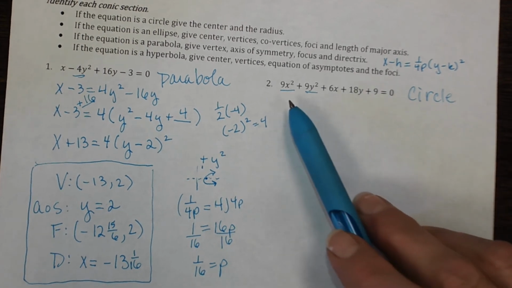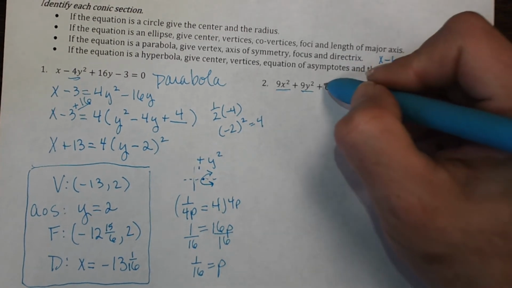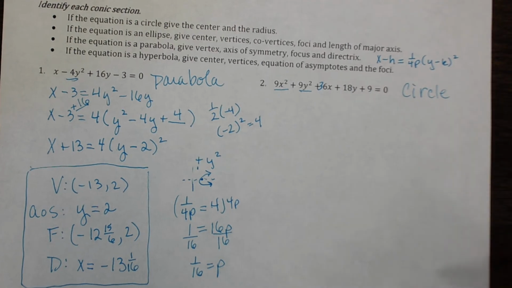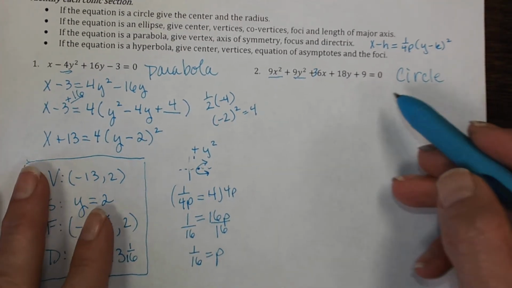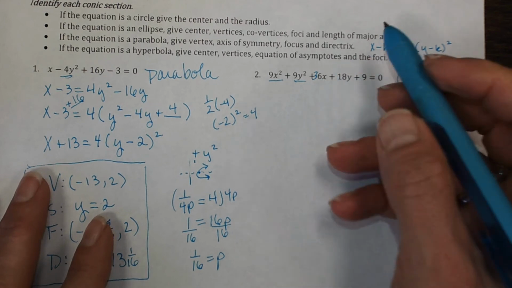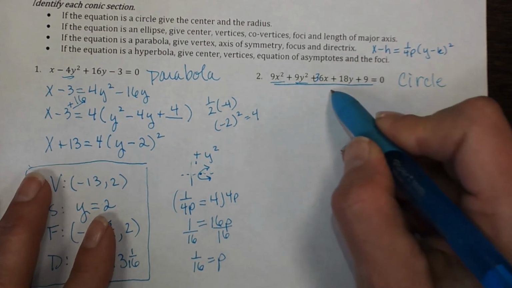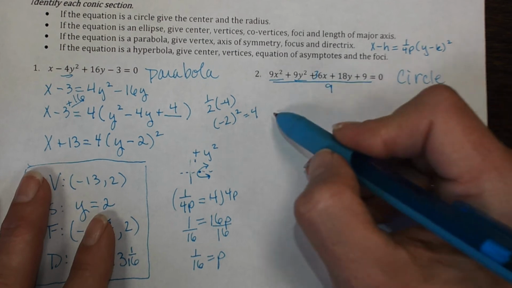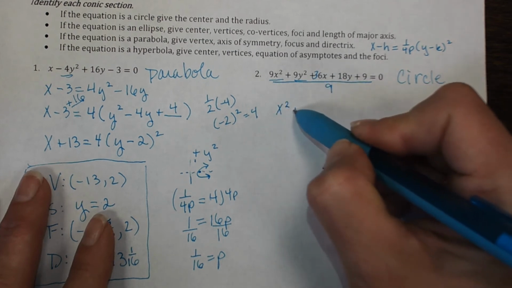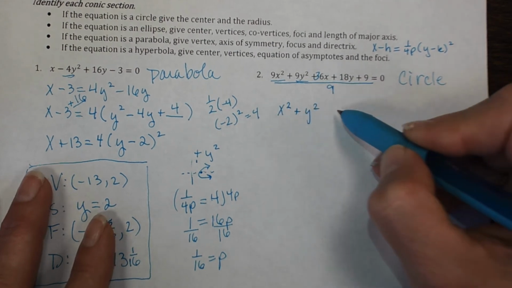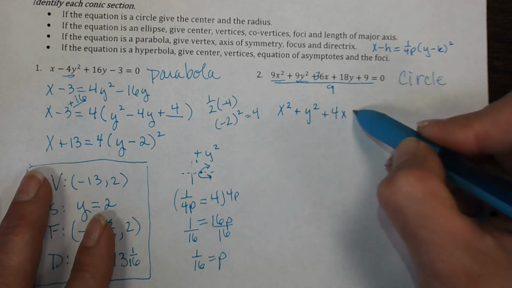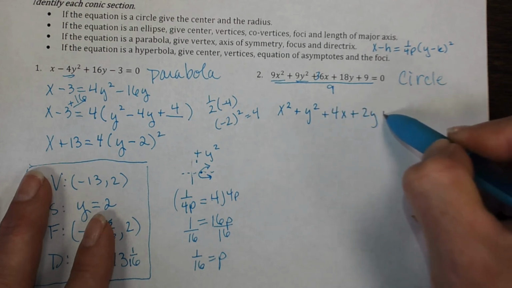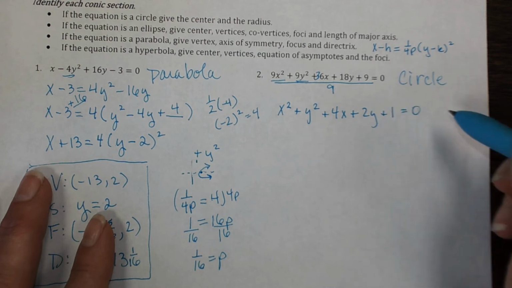Then we look and we say, okay, well, oh, and there was a typo here. We're going to pretend that that's the 36 because it doesn't really work out well if it's not. Okay, so now if that is a 36, then we are able to divide all of this by 9. So that's going to be x squared plus y squared, that'll be plus 4x plus 2y plus 1 is equal to 0.